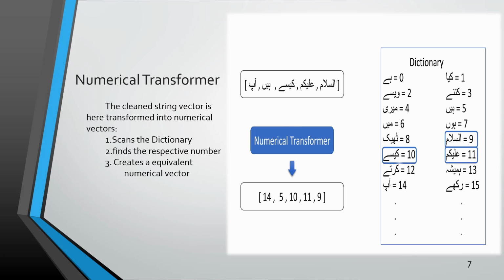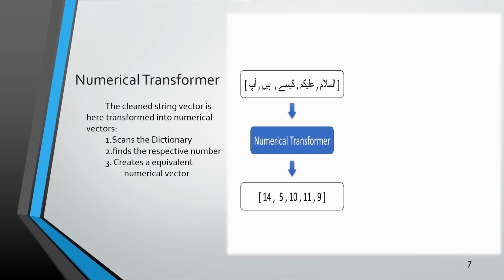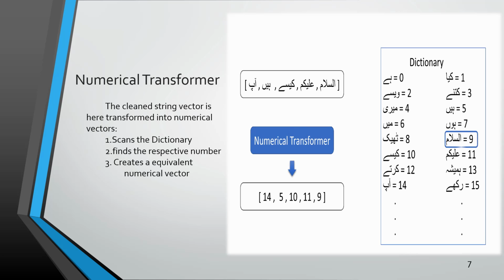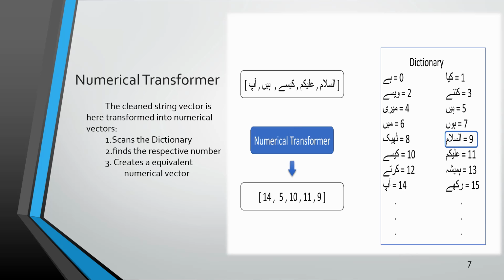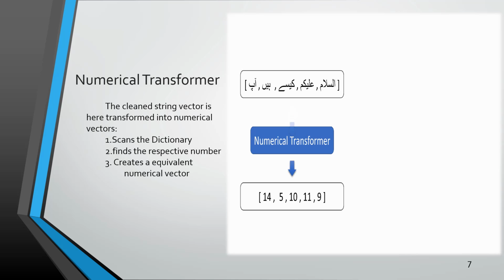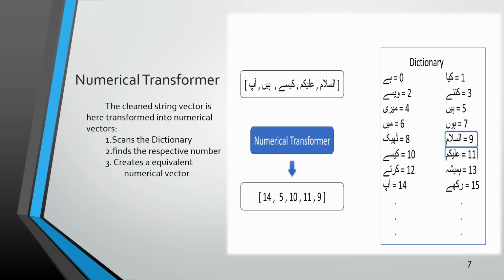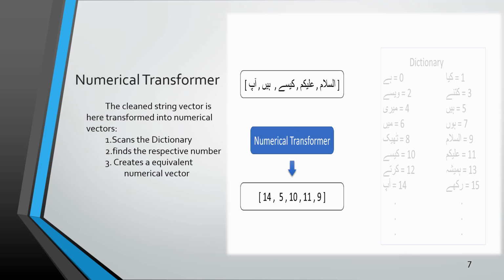So what this numerical transformer is doing is taking the first index of the vector and scanning the dictionary for the respective numerical number. It takes that number and replaces the word with the number that it just found. So by this process, the whole vector of words is transformed into a numeric vector. But keep in mind, it doesn't mess up the context and the meaning of the sentence. It is keeping all the context and all the meaning of the sentence as it is.